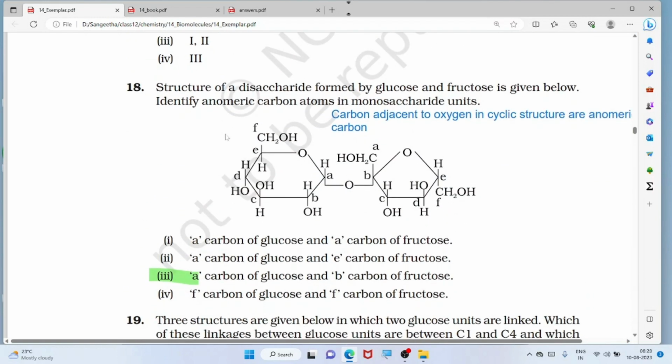The structure of the disaccharide formed by glucose and fructose is given below. The anomeric carbon atoms are next to the oxygen bond. Here this one and here this one. A is the carbon atom in glucose and B is the carbon in fructose. The carbon atom adjacent to the oxygen in a cyclic structure is the anomeric carbon.